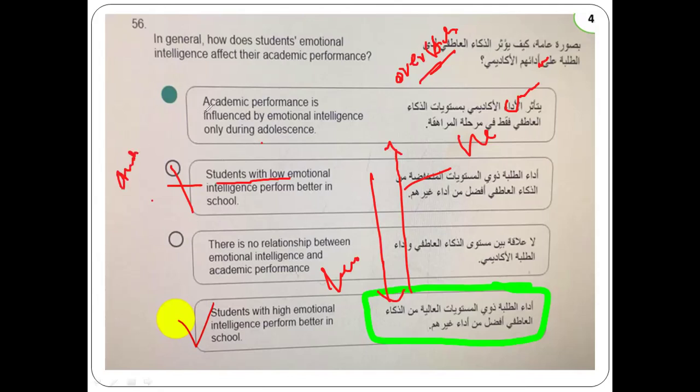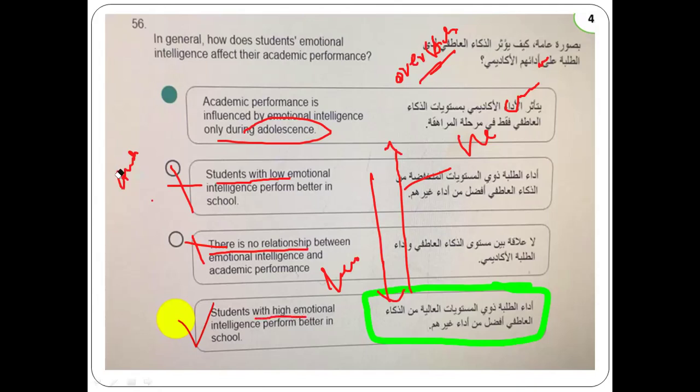Academic performance is influenced by emotional intelligence only during adolescence. No. Emotions are working throughout all stages. But in which stage they are stronger and in which they are weak, that's a different case. There's no relationship between them. Of course, this is wrong. So students with high emotional intelligence perform better.